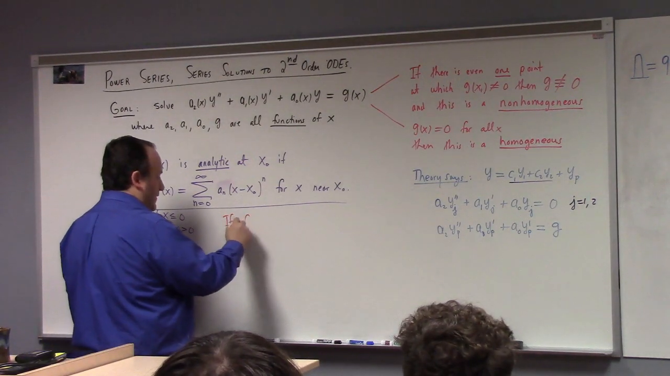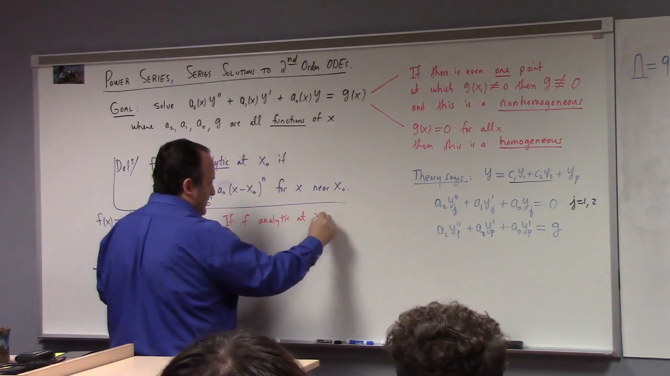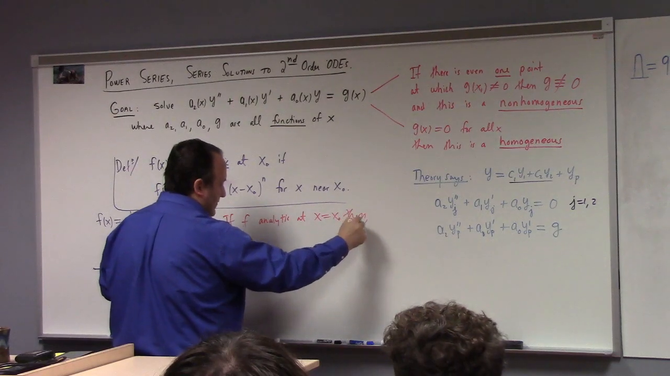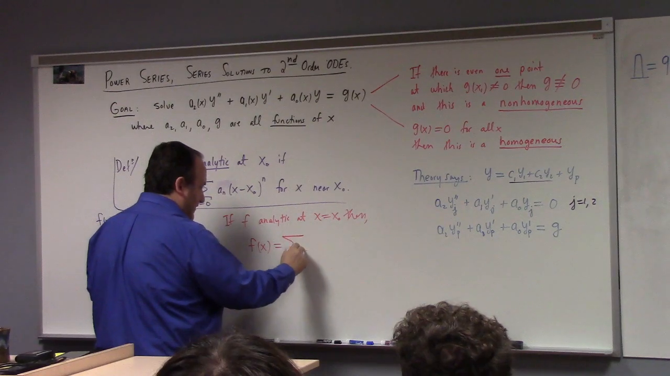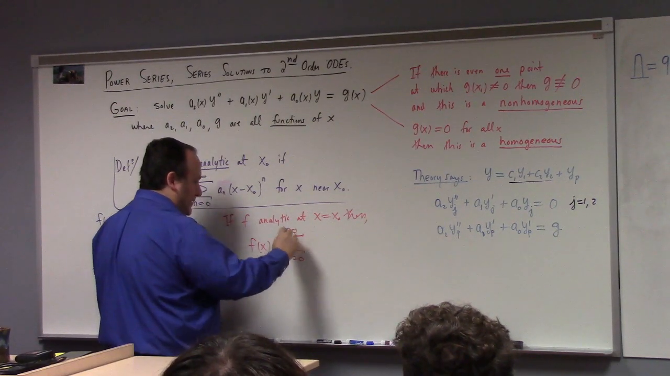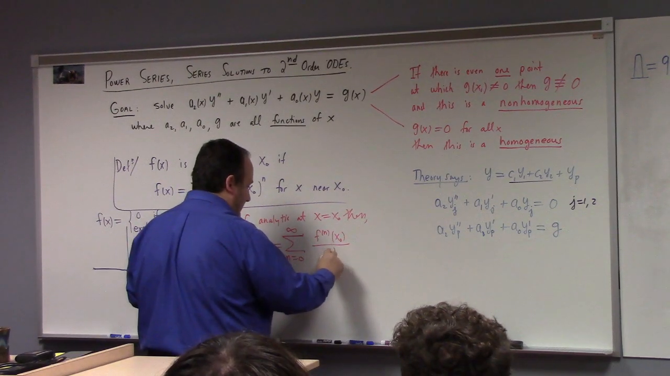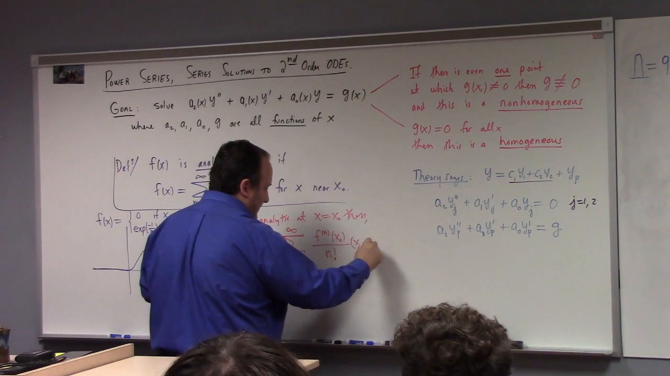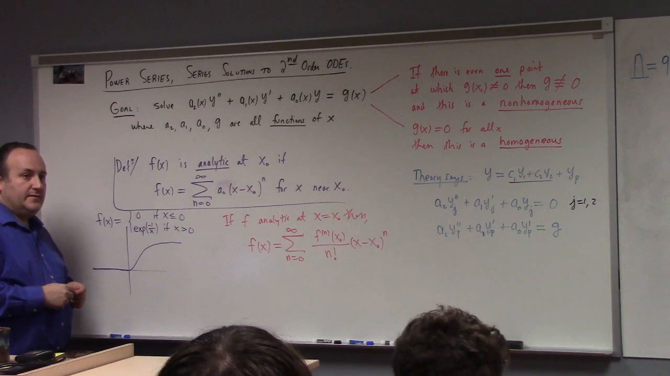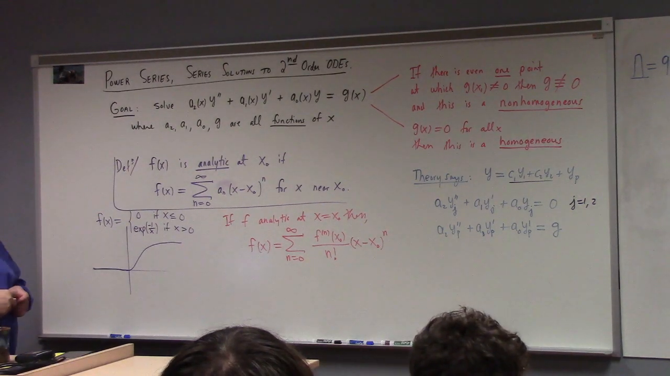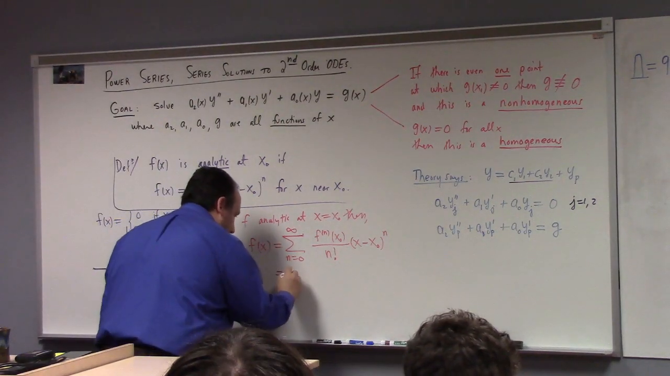If f is analytic at x equals x naught, then Taylor's theorem says in particular that f of x is actually equal to the sum, n equals 0 to infinity, of the nth derivative evaluated at x naught divided by n factorial times (x minus x naught) to the power n. So if a function is analytic, it is generated by its Taylor series at the point, right? This is the Taylor series. I'll write it out for a few terms here.